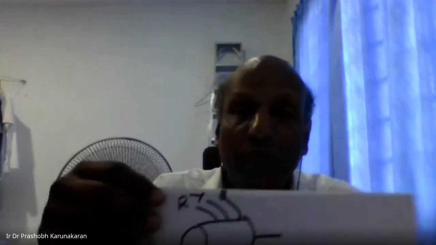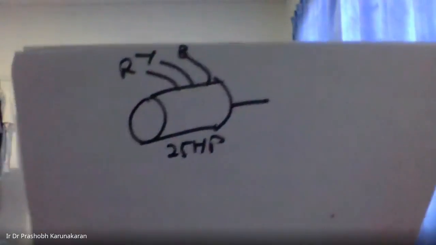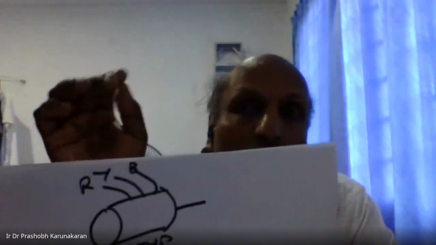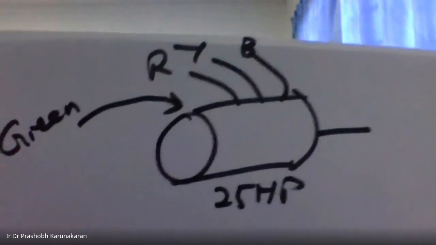A motor, for example. I did run a motor in my factory last time. 25 horsepower. I put the red elbow in, but I took out the earth. The green wire, I just took it out. The green wire is going to the body. I took out the green wire.